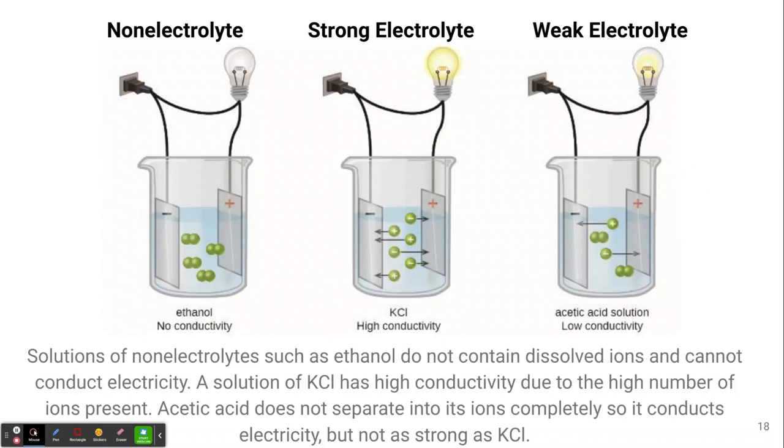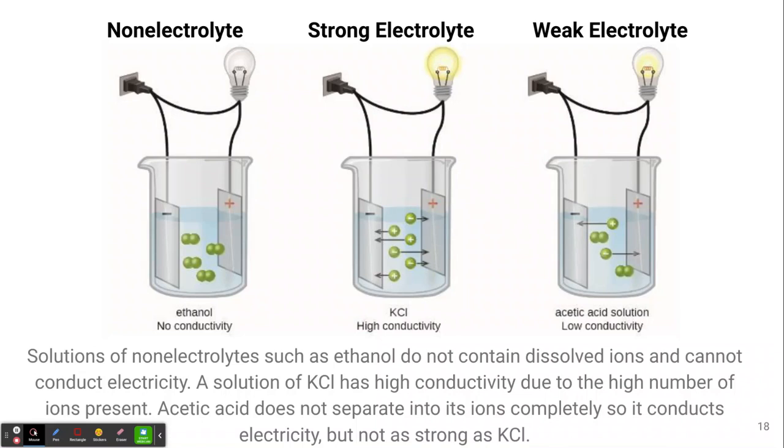Well, non-electrolytes do not conduct electricity. They're non-conductive. If we wanted to try to get a charge forming between them, they don't produce a charge because they're all molecules. They don't break apart into positives and negatives. So a non-electrolyte will not conduct electricity whatsoever. A strong electrolyte is going to conduct electricity very well. You can see that light bulb is lit up pretty good there. And then the weak electrolyte conducts electricity, but not super well.